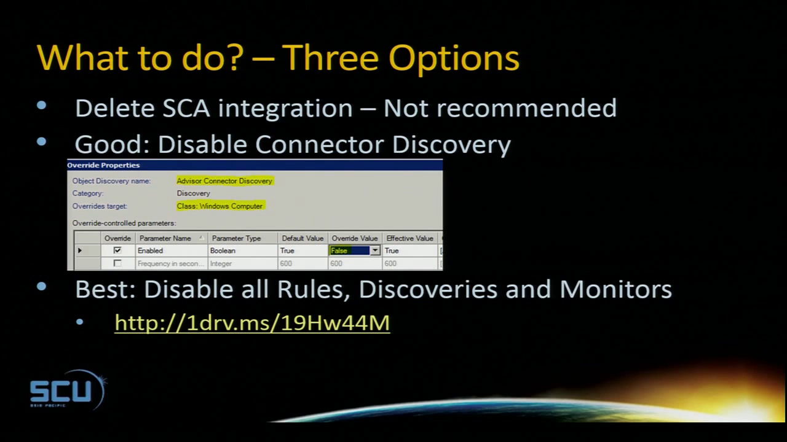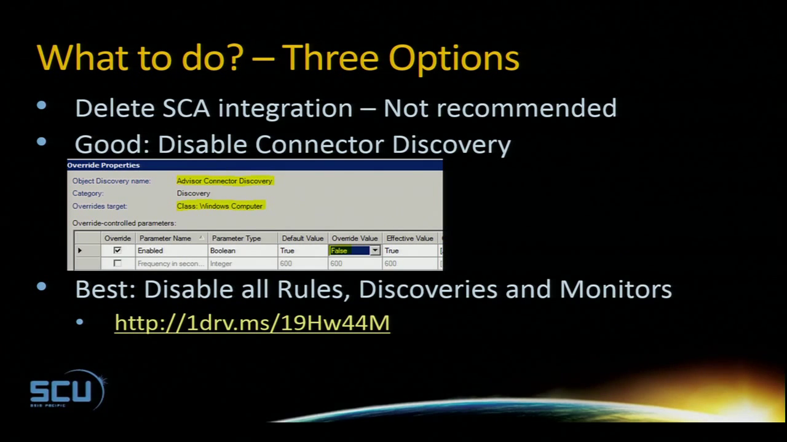So you have three options. You can delete the System Center Advisor or Ops Insight integration completely. Certainly this is not recommended, because maybe at some point you want to go to operational insight, right? So it's not recommended to delete those management packs. At least disable the connector discovery. I put a little screenshot on here, but I think you all know how to work with an override.